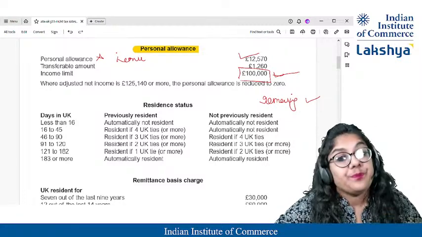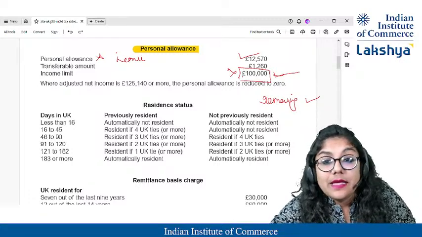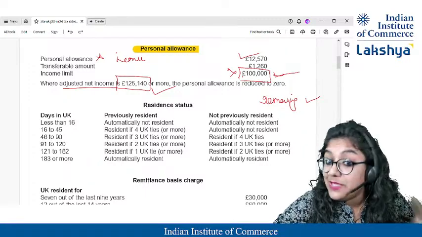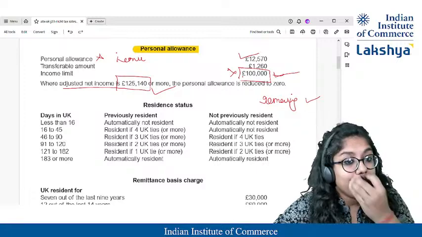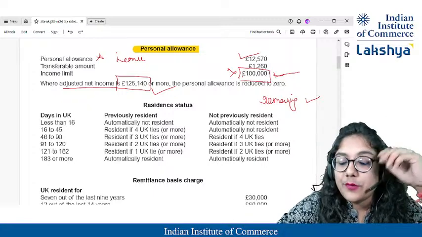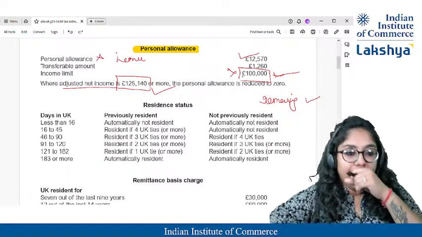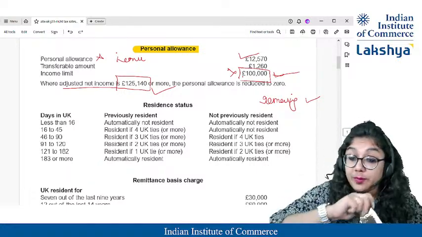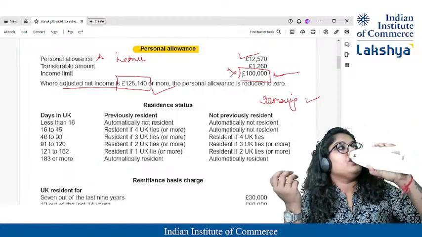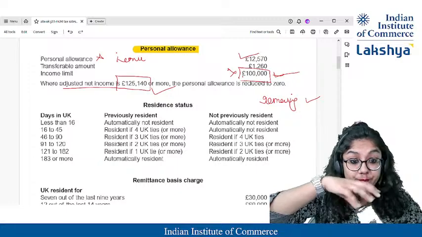But what if my income increases to more than 1 lakh? If your income increases from 1 lakh to a maximum of 125, you can get some allowances. But if it is more than 125, it will be 0%. Something you remember: the 125 to 140 difference, 50% allowances. If you don't remember, please do check out that video. I'm requesting you all because it's highly important.